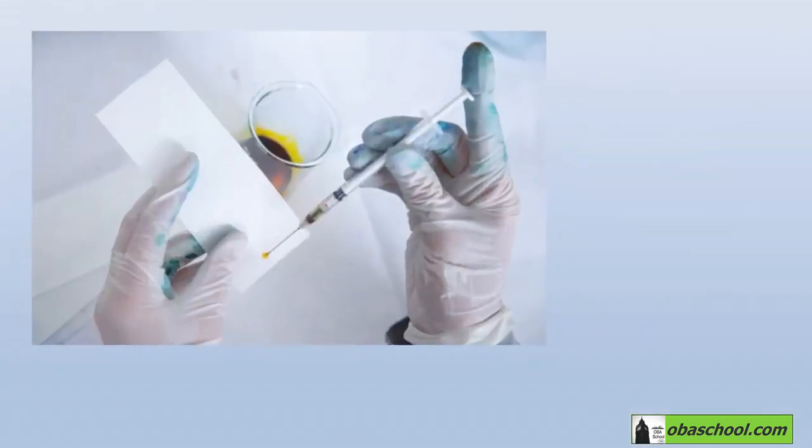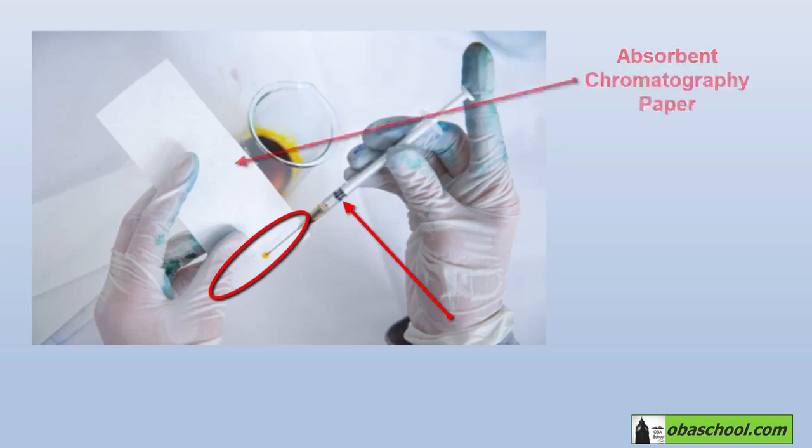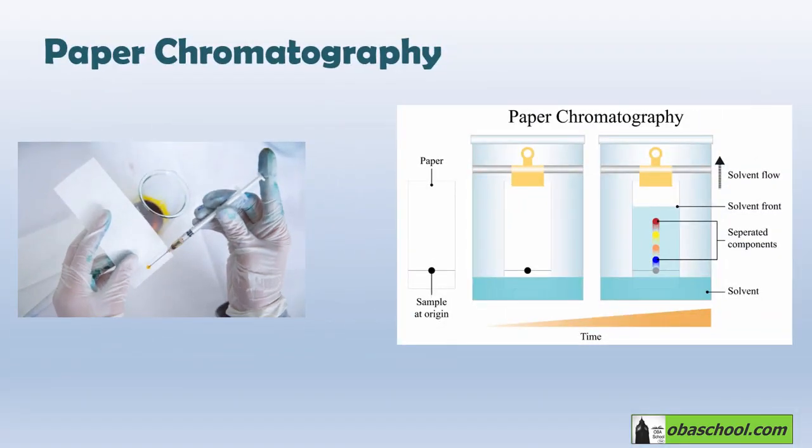In paper chromatography, a capillary tube is used to dab a spot of the solution on a pencil line near the bottom of a sheet of absorbent chromatography paper. This paper then will be placed standing in a solvent at the bottom of a beaker or a tank. The solvent is allowed then to soak up the paper to run through the spot of mixture.